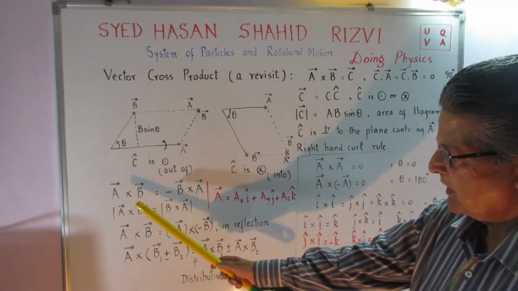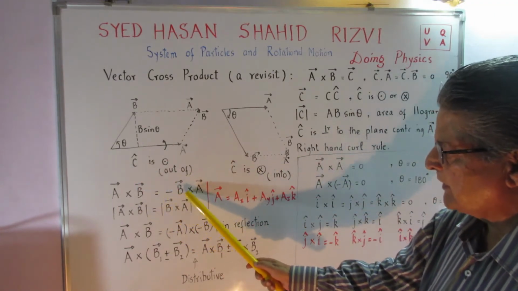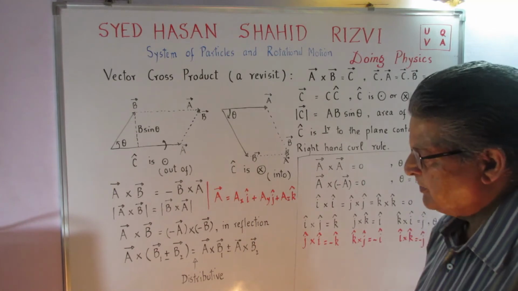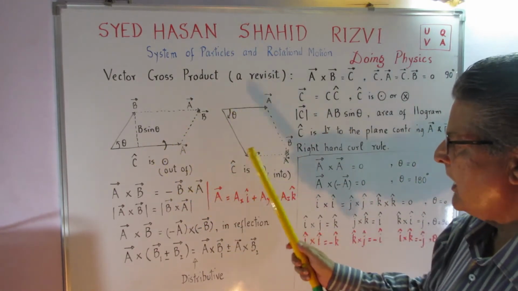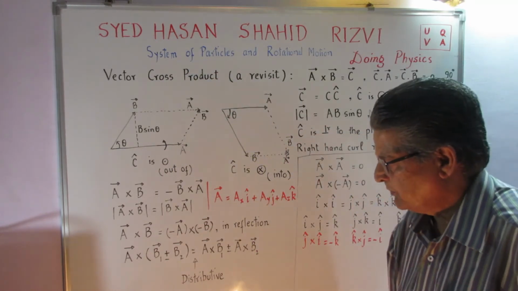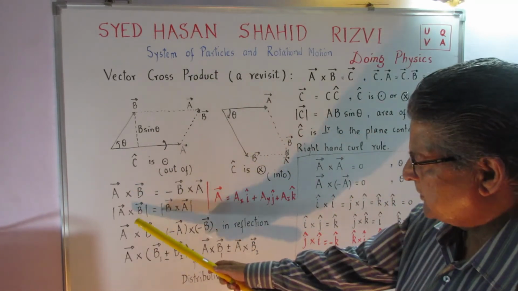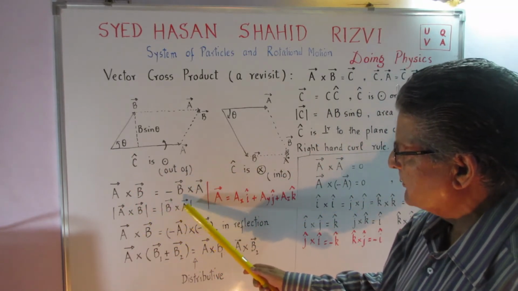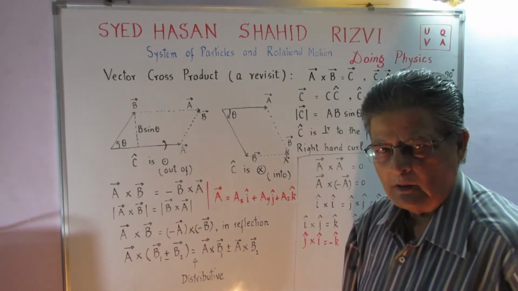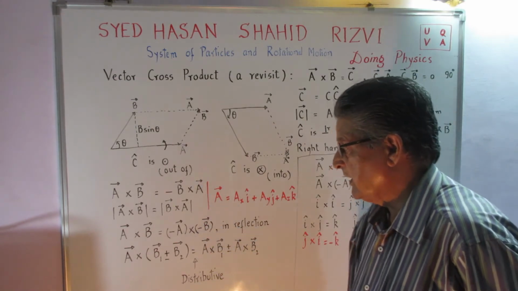Now A cross B is equal to minus B cross A, just because the two directions of C cap are opposite to each other. The magnitude of A cross B and the magnitude of B cross A are equal, because in both the cases the area is the same.